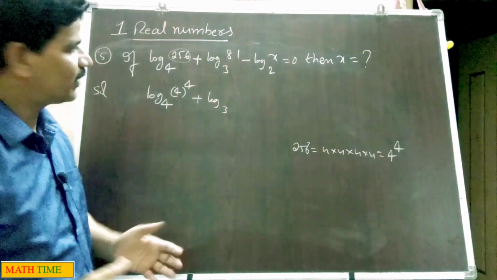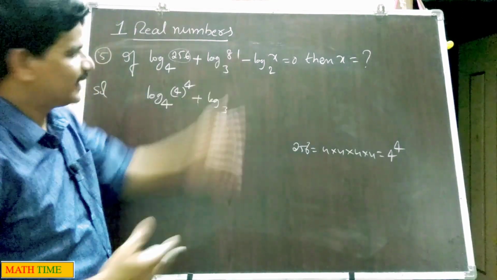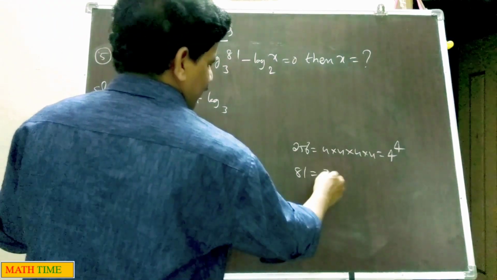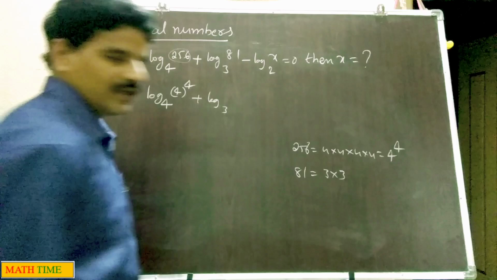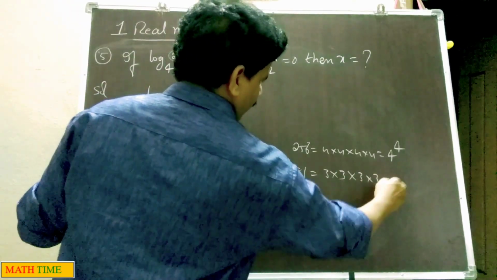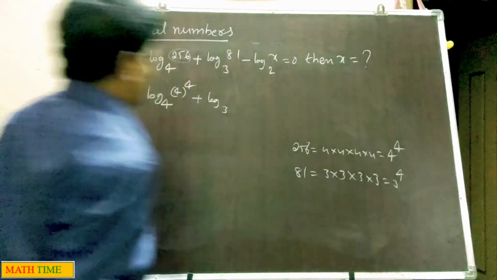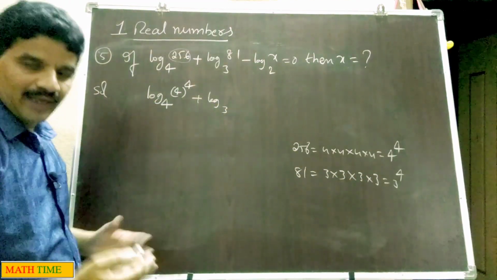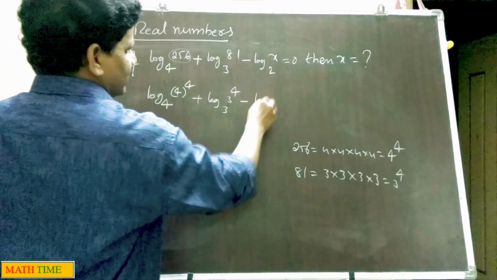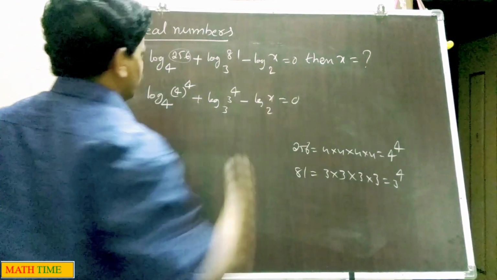Now we try to write 81 in terms of 3 power how much? 81 can be written as 3 into 3 is 9, 9 into 9 is 81, which means 3 power 4. So this 81 can be written as 3 power 4, minus log x to the base 2 equal to 0.